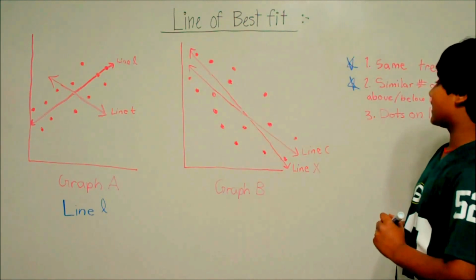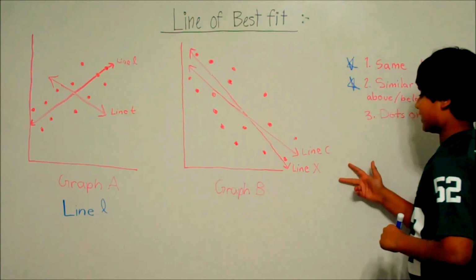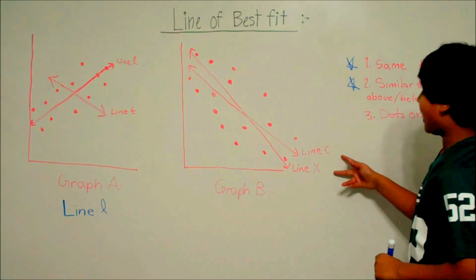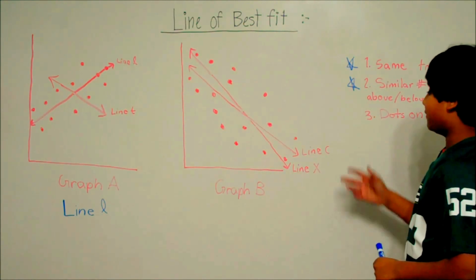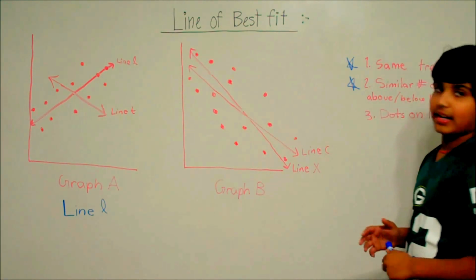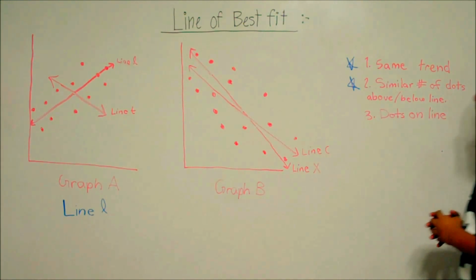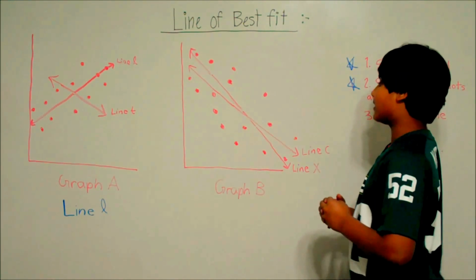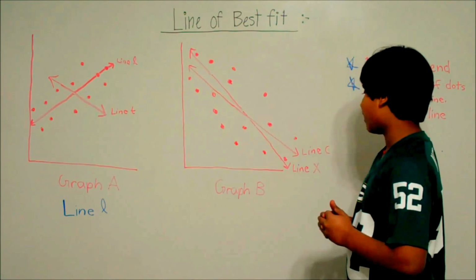Now, the second example is in graph B. We have 2 lines, line C and line X. Now, let's see if each of them is a line of fit. The first rule says we have to have the same trend. So that means that the line has to go the same trend as the dots are going.